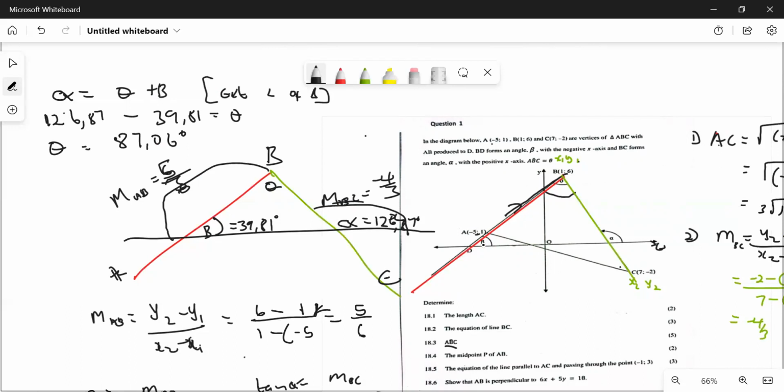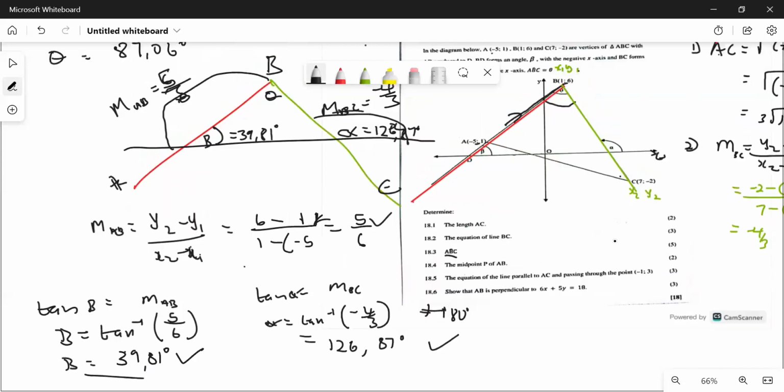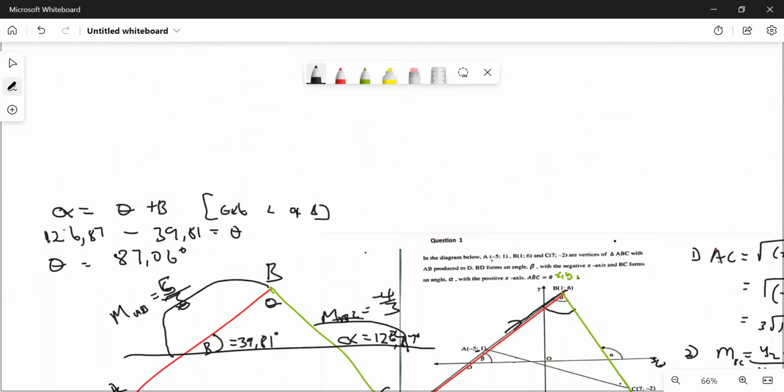And then how are you going to get your 5 marks then? You're going to get your 5 marks for getting AB, the gradient of AB. 1 mark is for the gradient of AB. 1 mark is for this one. 1 mark is for this one. Getting beta 1 mark, getting alpha is 1 mark. And then say put this one and this one, they're going to give you exterior angle, and then for the final answer, then you're going to get your 5 marks.